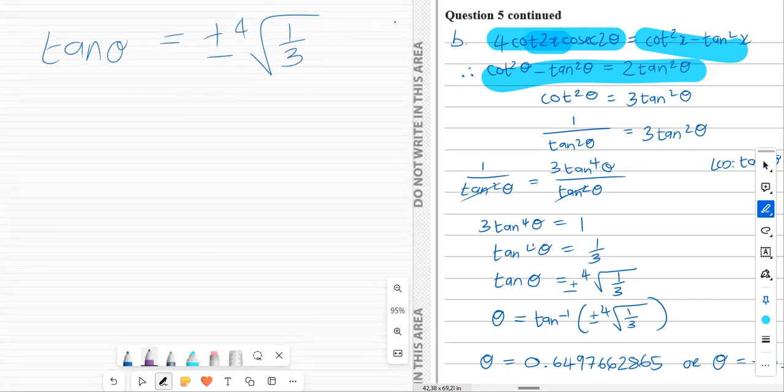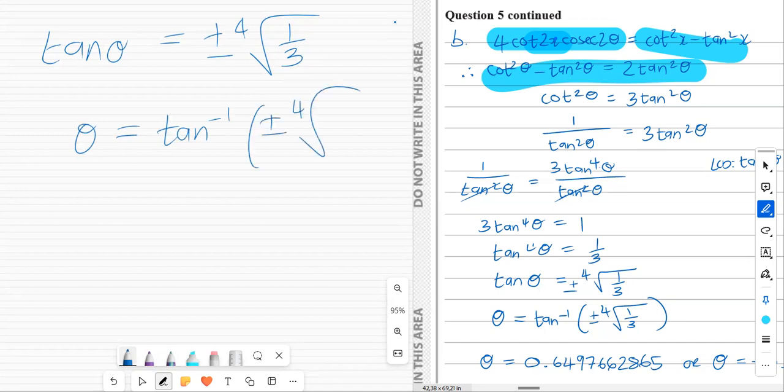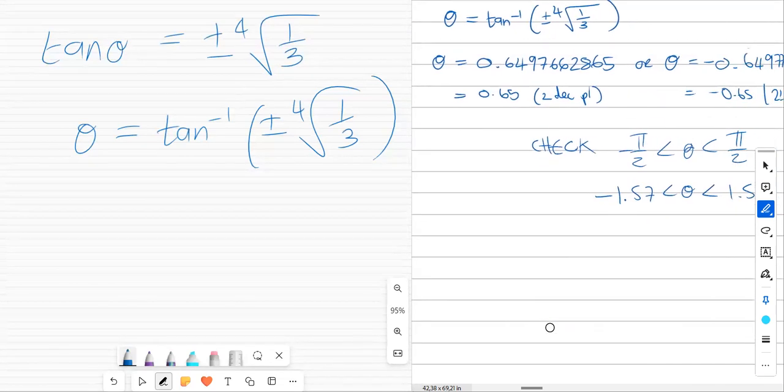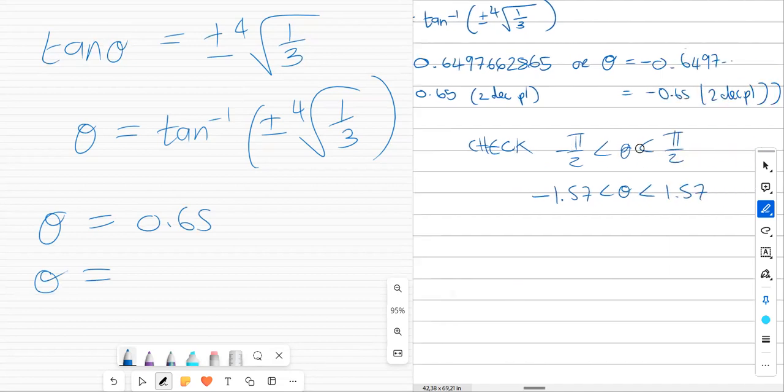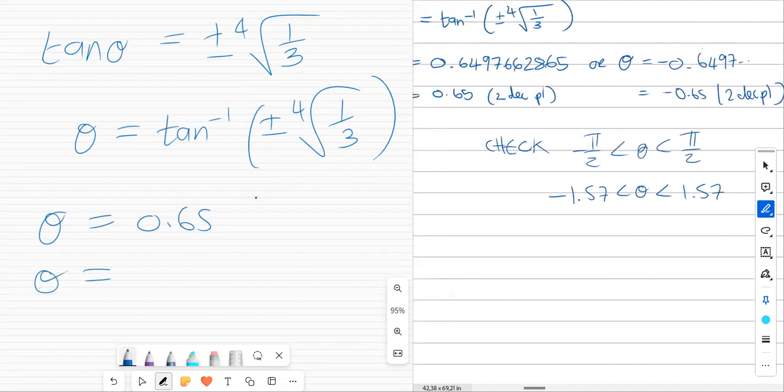Now we can tan to the minus 1 it. Theta. So this is what we end up with. And this, you can just stick into your calculator to find what theta is. So I get these two values, I round them to 2 decimal places, and I get that theta on the positive side is 0.65, and on the negative side, I got negative 0.65.